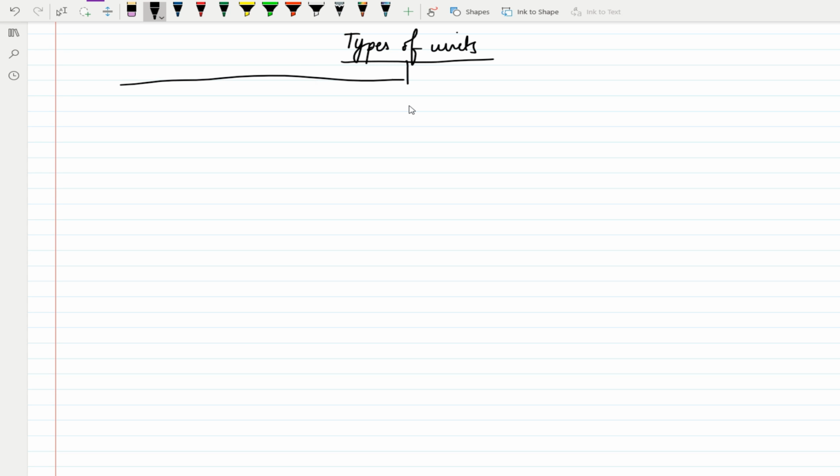Now the next topic of discussion is the types of units. Now units, as you know, represent physical quantities. So in physics, remember, physical quantities are divided into 2 categories: fundamental physical quantities and derived quantities. Similarly, the units are divided into fundamental units and derived units.